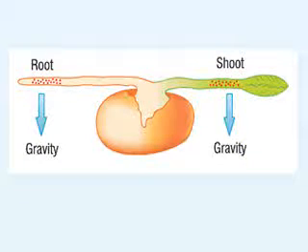Here we can see gravitropism in a bean shoot. A normal bean plant has been laid on its side in the dark. Auxin will spread evenly through the tissue. In the root, more auxin gathers on the lower side of the root and shoot. This causes the roots to grow downwards.